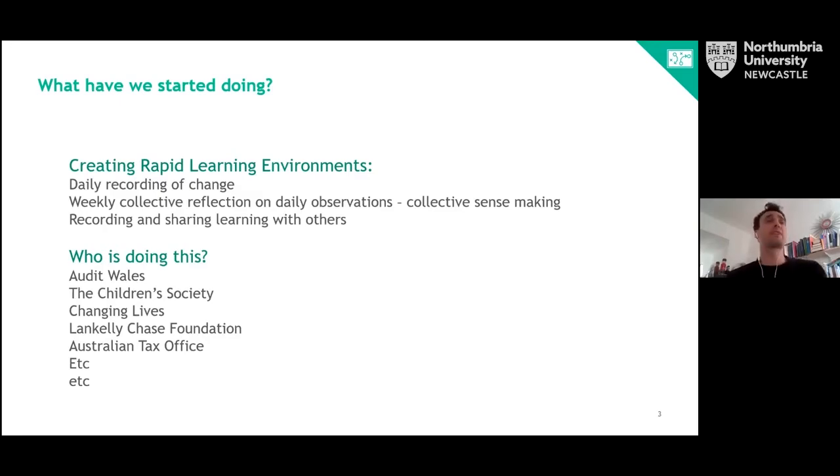So who have we seen doing this? This is a set of practices that I think came to my awareness from Chris's blog about 3 weeks ago, when he was asking the question, who's putting learning alongside the innovation that's happening now. And so we see this in organisations like Audit Wales, like the Children's Society, like Children's Lives, like the Lankelly Chase Foundation, like the Australian Tax Office. I think there's a case to be made that Chris's blog from 3 weeks ago is one of the most influential blogs I've ever seen in terms of actually changing the practice that people do.